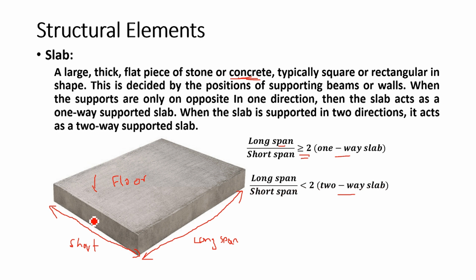There are some exceptional cases. In that case, your slab always acts one way. I will explain that part in the next chapter. For the moment, this is the basic concept. You should try to memorize this ratio, long span over short span. If it is greater than or equal to 2, it is one way; less than 2, it is two way.